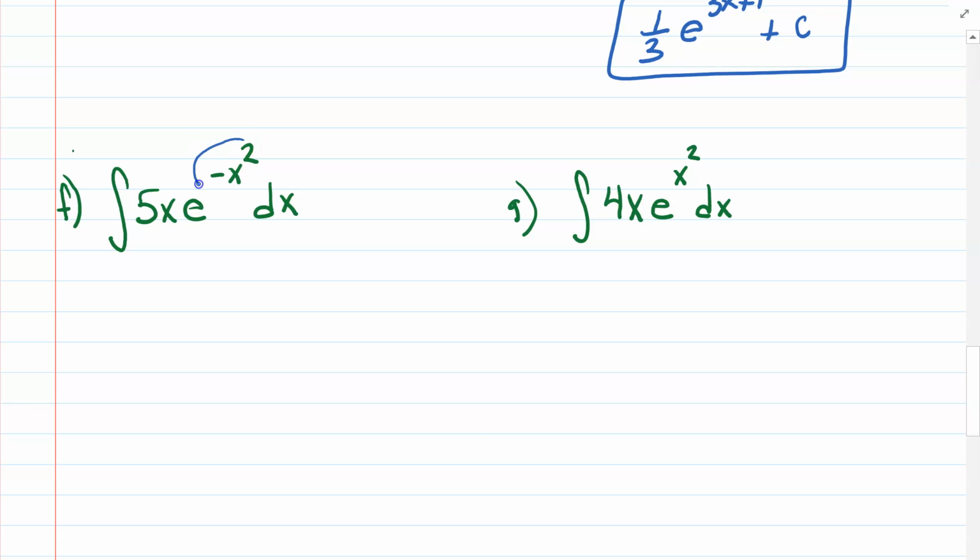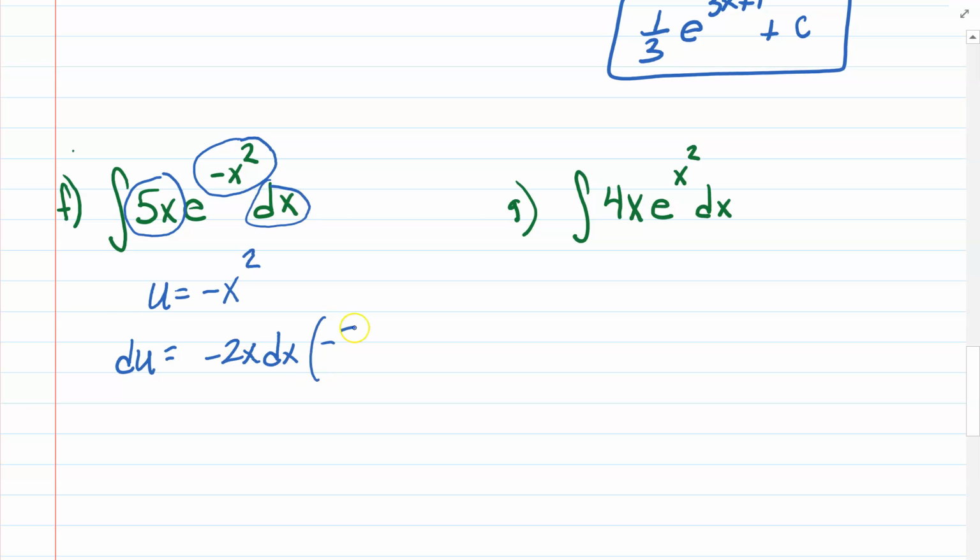So again, I'm going to do a u substitution right now. I'm going to say, let u equal negative x squared. Okay? Then du is going to be negative 2x dx. Now, I have a 5x dx. So what I'm going to do is multiply both sides by a negative 5 halves.